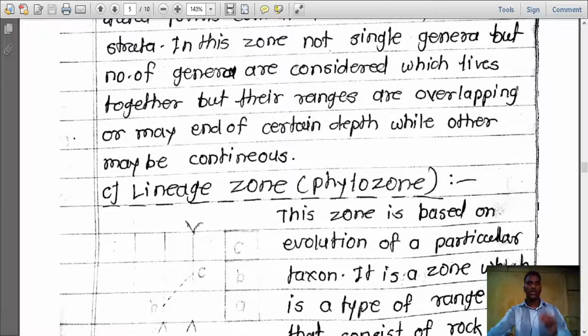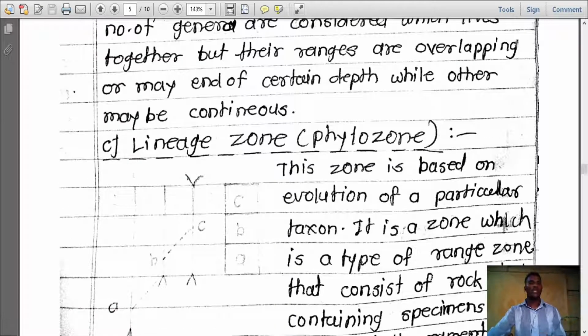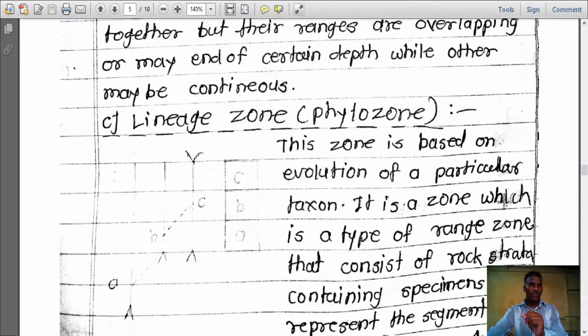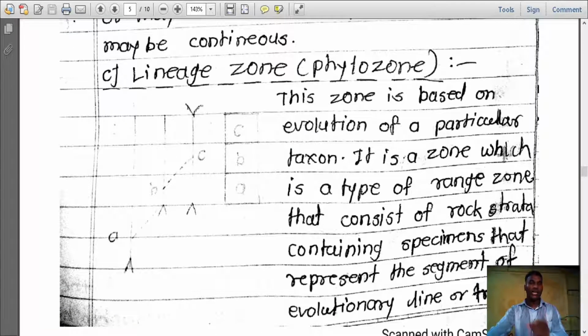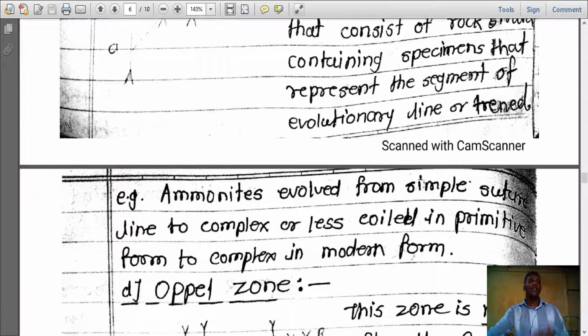Lineage zone. It is a type of range zone also. It is also called phylozone. This zone is based on evolution of a particular taxon. It is a zone that consists of rock strata containing specimens that represent a segment of an evolutionary line or train. For example, ammonites evolved from simple suture line to complex, or from less coiled in primitive form to complex in modern form.